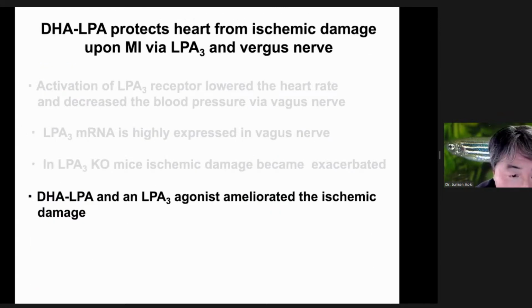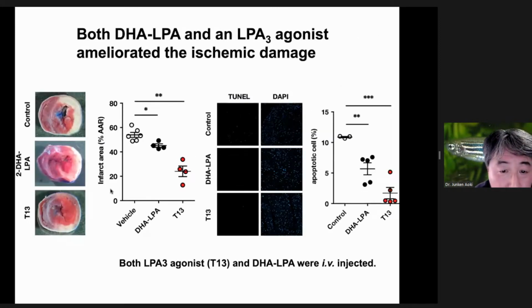Also, finally, we show that DHLPA or LPA3 agonist T13 ameliorated the ischemic damage. As you can see here, after the MI treatment, we also treat the mice with DHLPA or T13. And as you can see in this slide, treatment of DHLPA or T13 dramatically decreased the infarcted area or percentage of apoptotic cells in the tissue. So this clearly indicated both DHLPA and LPA3 agonist ameliorated the ischemic damage in MI model.